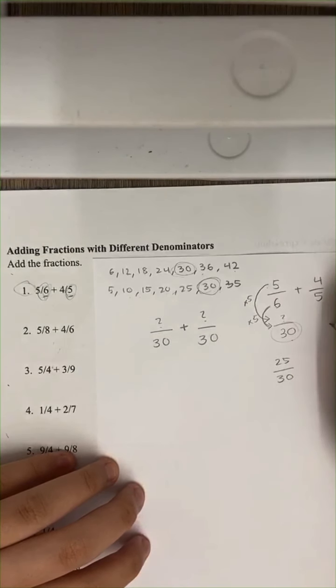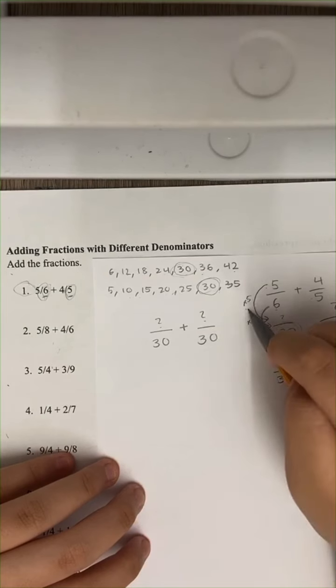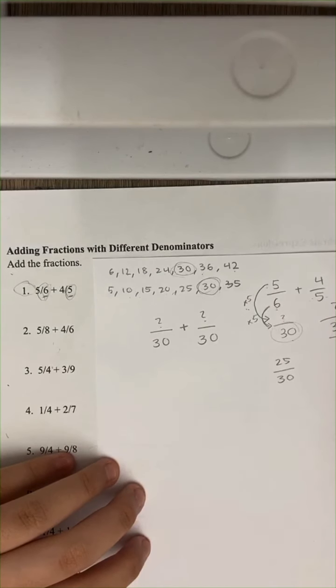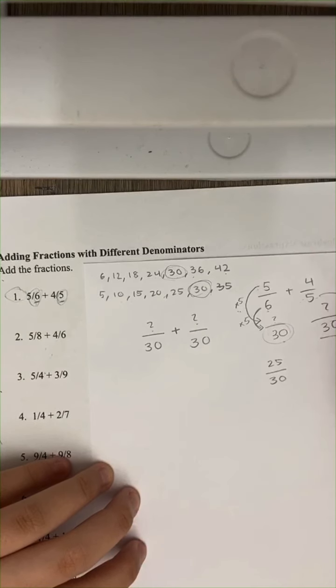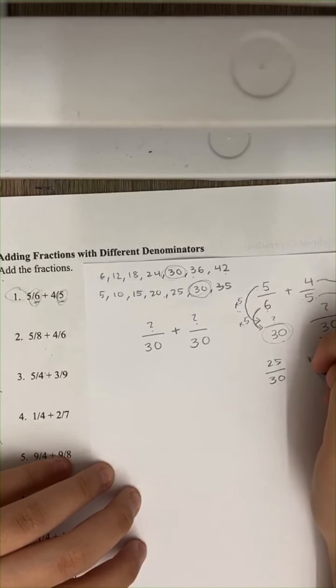So again, we're trying to find out how you get 30 from 5. Well, we know that 6 times 5 is equal to 30, so 5 times 6 would obviously get 30, so multiply by 6, and of course, do the same to the numerator, so 4 times 6 would be 24 over 30.